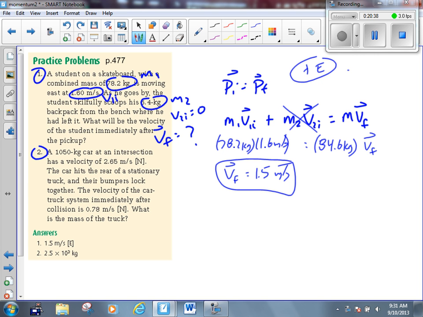Because his mass increased, right? He had a mass of 78.2. He now has a mass of 84.6. His mass didn't increase dramatically, which is the reason why the velocity didn't decrease dramatically, but it still decreased. All right? Is that okay? That makes sense?